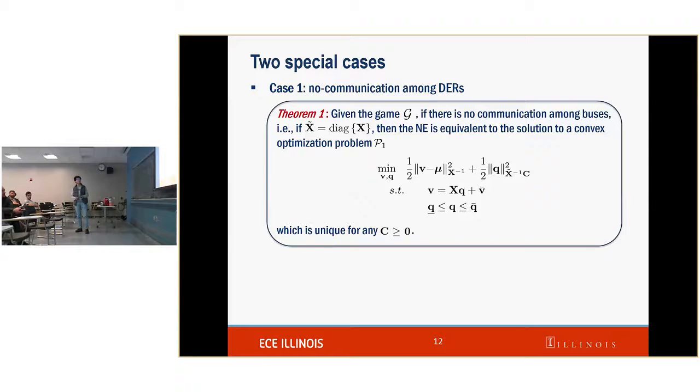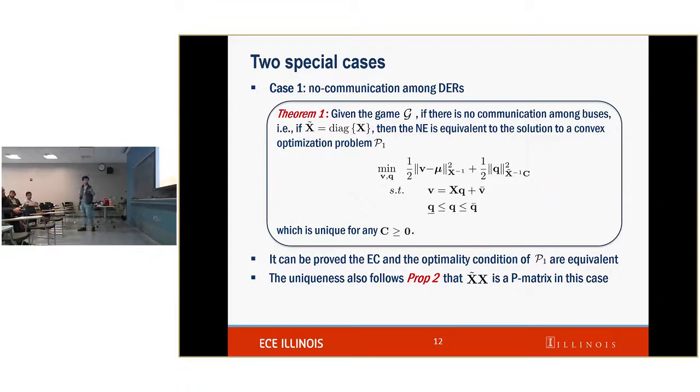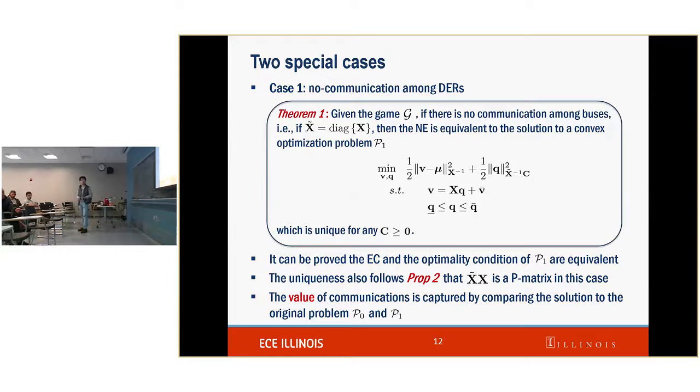Interestingly, if we compare this P1 with the original P0, they have the same constraint, but this P1 has a weighted objective. And also, because this is a solution to a convex optimization, this equilibrium is unique. This can be proved by showing the KKT and the optimality condition for P1 are equivalent. It also directly comes from Proposition 2 because X tilde X can be proved to be a P matrix in this case. And more importantly, the value of communications can be captured by comparing the solution to this P1 and the original problem P0.